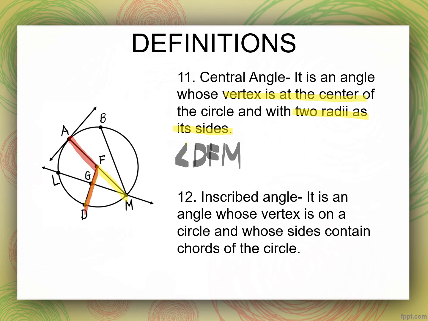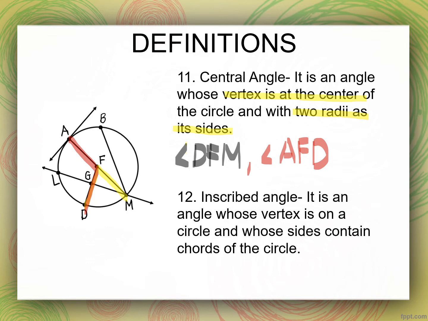Okay, so same thing, vertex is at F, and then AF and FD are legs, and they are radius. So therefore, they are also central angles, angle AFD. Okay, are there other more?